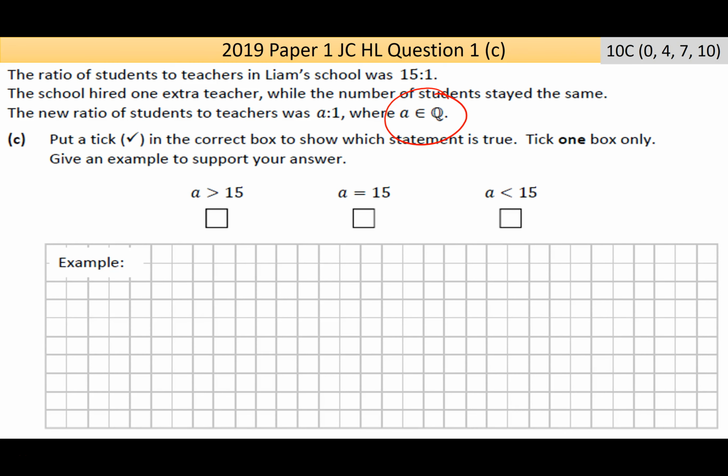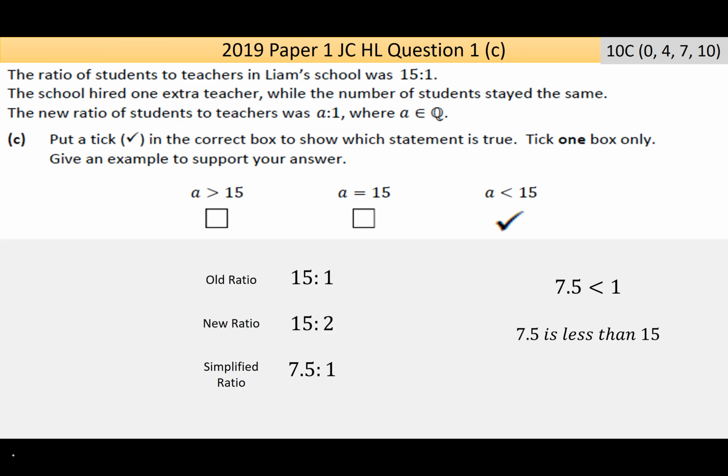So I've picked that A is less than 15 here. I've done that because if I work through the maths of it, the original ratio was 15 students to 1 teacher. Now it's 15 to 2 teachers. So if it's given in the ratio of A is to 1, this one is something to 2. So we can divide both sides by 2. We end up with 2 to 2 goes once, 2 into 15 goes 7.5 times. So 7.5 to 1, and therefore 7.5 is less than 15.